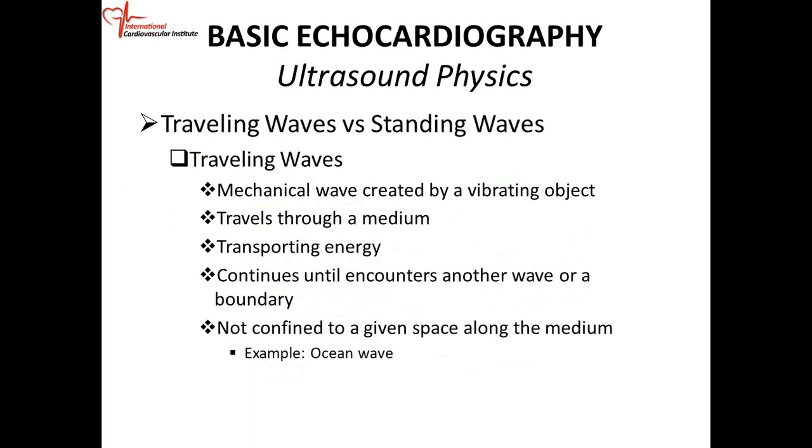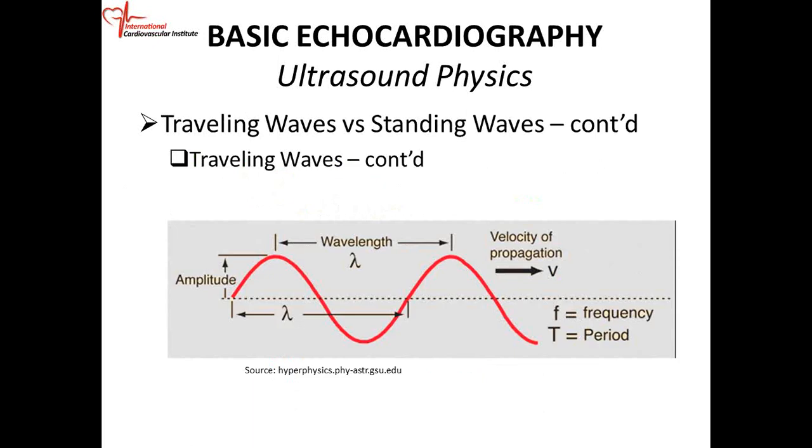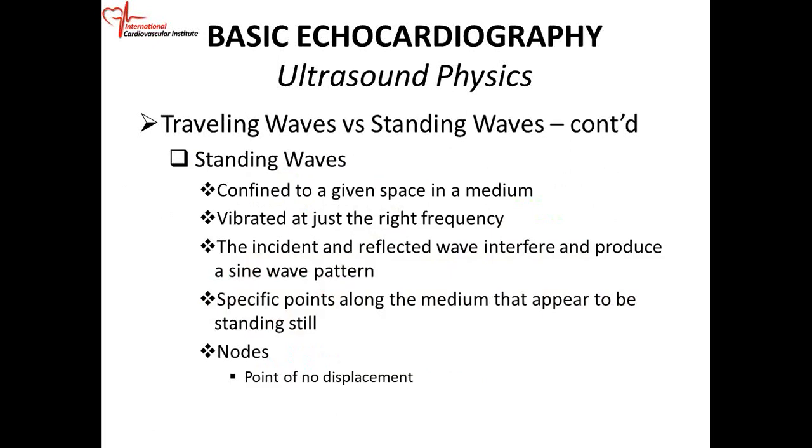So a traveling wave is the normal wave that you're accustomed to. Of course, you have the amplitude, the maximum displacement from rest. You have your crest, your trough. You have the wavelength, and the propagation velocity, your frequency, period. So this is what your traveling wave looks like.